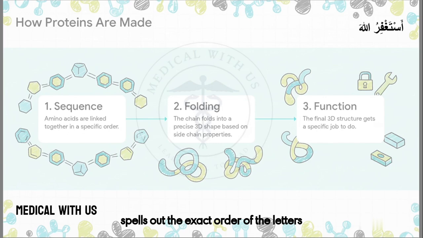First, your DNA spells out the exact order the letters need to be in. Then, almost like magic, that chain starts to fold up all by itself. Those water-hating introverts rush to the center, while the water-loving extroverts stay on the outside. The cellular tug-of-war forces the chain into one very specific, precise 3D shape. And that shape? Well, that shape is everything.